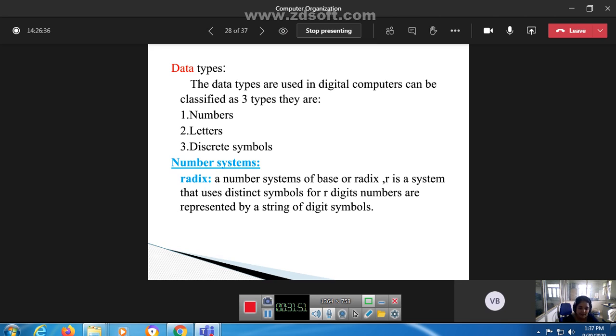Coming to the number system. What is meant by number system? A number system of base or radix r is a system that uses r distinct symbols for r digits. Numbers are represented by strings of digit symbols. So that is called the radix.